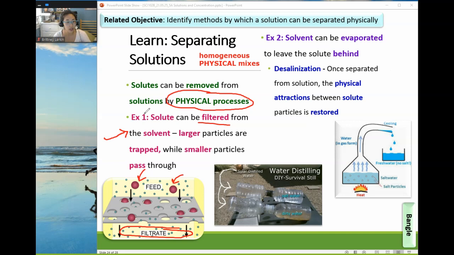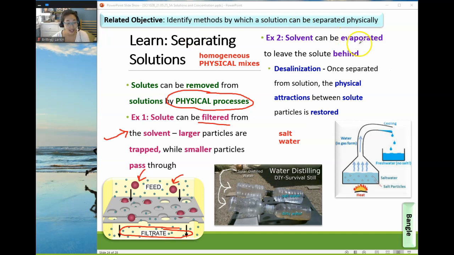Now sometimes with solutions, again, you can't necessarily see the solute unless it's overly saturated, right? And because they're so uniform, sometimes it's hard to tell that you can physically separate them. So an example here is salt water. Salt water doesn't seem like it can be physically separated because the salt's dissolved into the water. However, it can still be physically separated using a process called evaporation.